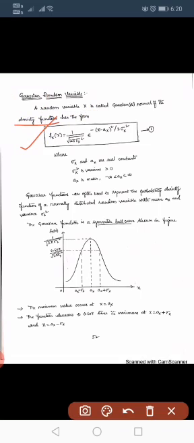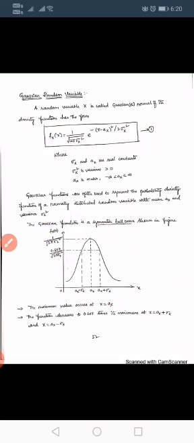fX(x) equal to 1 by square root of 2 pi sigma x square, e power minus (x minus ax) whole square by 2 sigma x square. Here ax represents the mean value and sigma x square represents the variance. And this is the density function curve. It is a symmetrical bell curve.